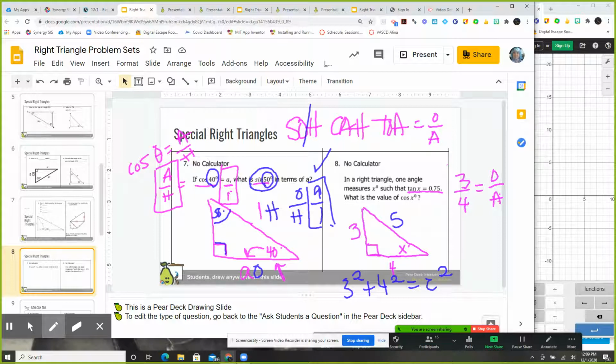So now what's my question asking? All it's asking me for is what is that ratio? Adjacent over hypotenuse is A over H. And what is my A? The 3, the 4, the 5? The 4. And what's the H? Boom. That's my answer.